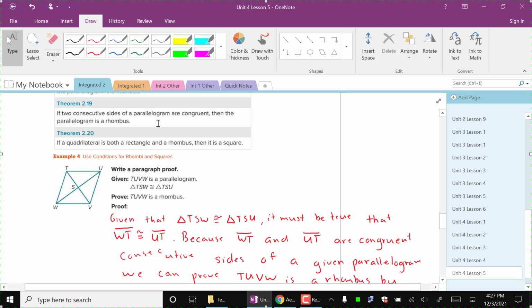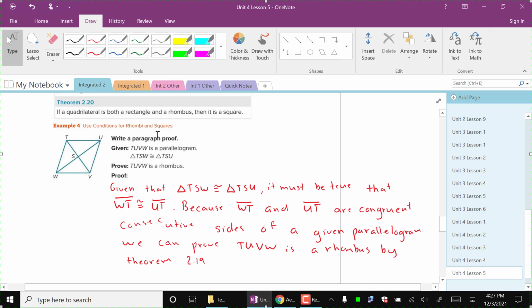Because two consecutive sides of a parallelogram are congruent, then that parallelogram is a rhombus. Well, WT is congruent to UT, therefore we have a rhombus. So that's where those ideas help us out greatly. So there's the proof. Because of 2.19, and because we know that it's consecutive, it is a rhombus.